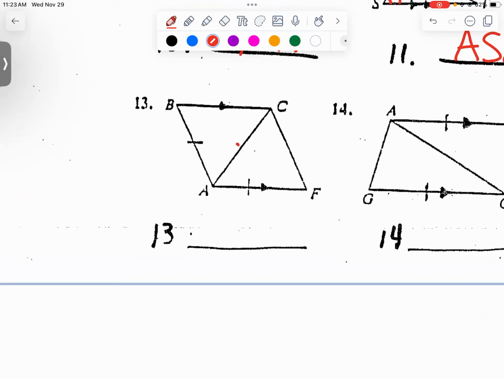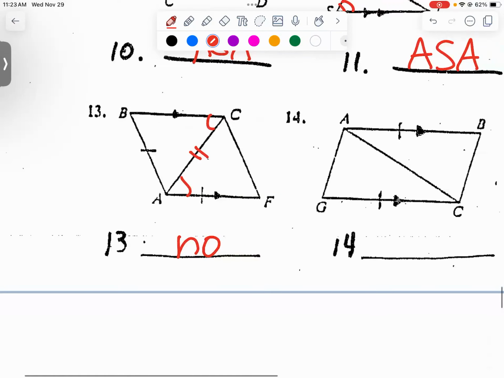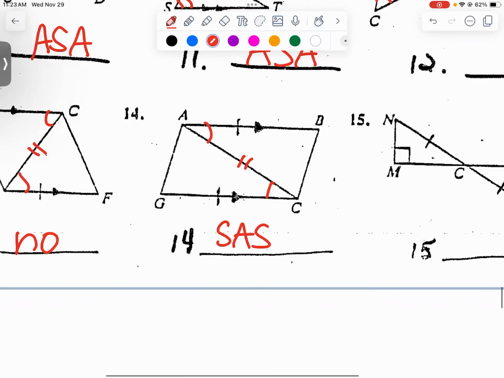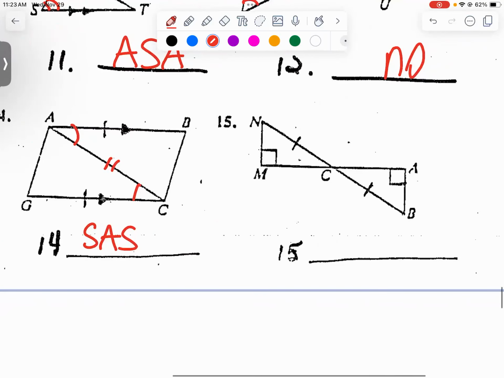Side angle side. Here we have side, angle, side. Here we have side, side, angle. They're not in the right order, people. They're not in the same order on the triangles. Okay. This guy, though, is SAS.